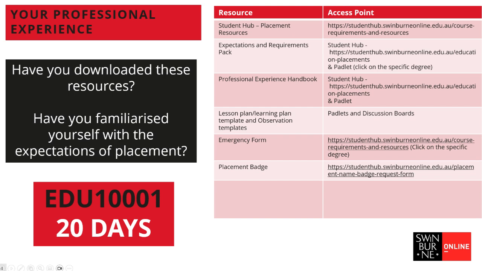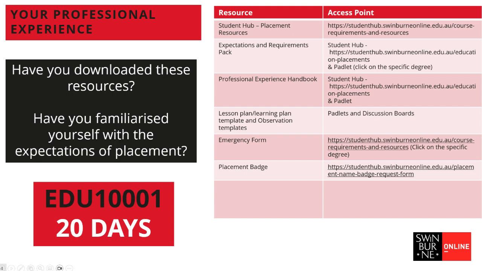The main resources that you'll need for placement are your placement expectation pack for early childhood and your placement experience handbook. The handbook is the same across all early childhood degrees and can be found in the Student Hub. You can also find the expectations and requirement pack in the Padlet, as well as other resources such as your learning plans, observation templates, and templates for your introduction that will go on the door of the setting where you are doing your placement, so that parents can know that you're there and where you're from.